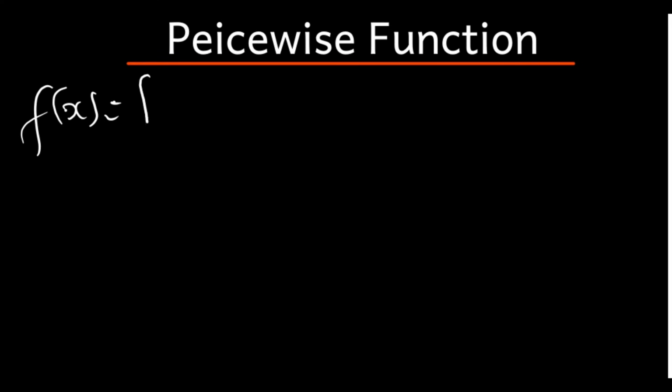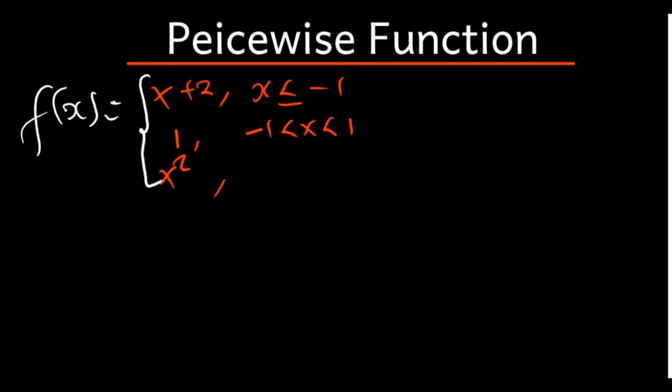So you're going to have maybe more than one function. Let's say we have x plus 2, then the domain is x is less than or equal to -1. So each function has got its own domain. Then we have 1, comma, -1 is less than x, x is less than 1. Then we also have x squared, comma, x is greater than or equal to 1.